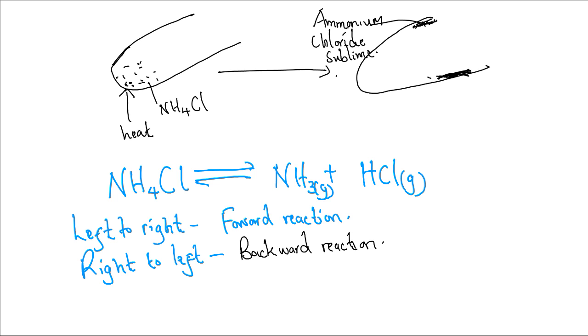Like for instance, ammonia gas combining with hydrogen chloride gas to give ammonium chloride, that is a backward reaction, while ammonium chloride heated to break down into ammonia and hydrogen chloride is what we call a forward reaction. That is all about reversible reactions.